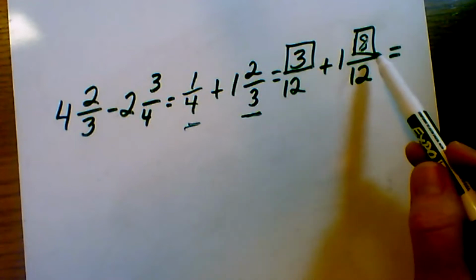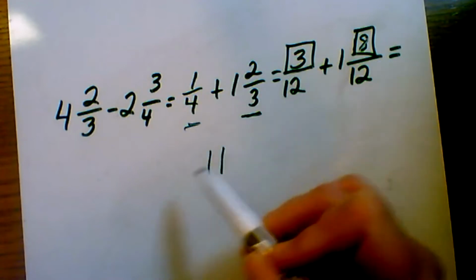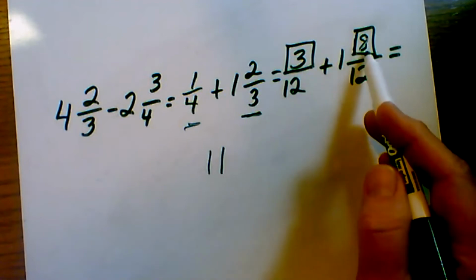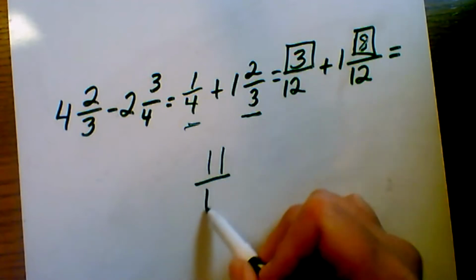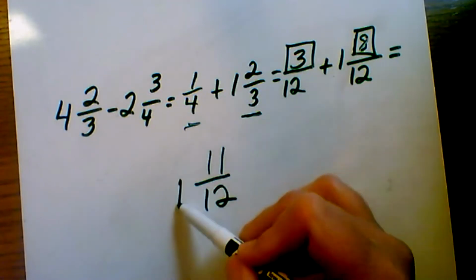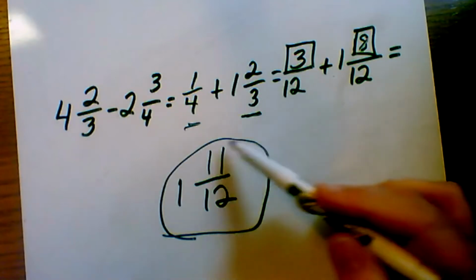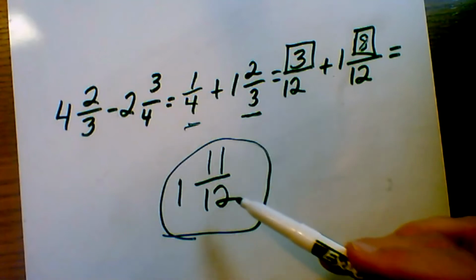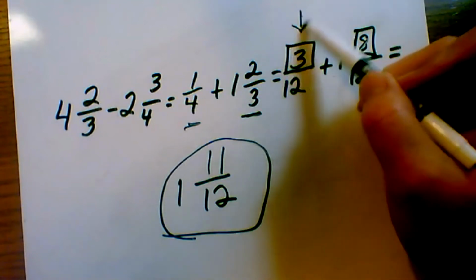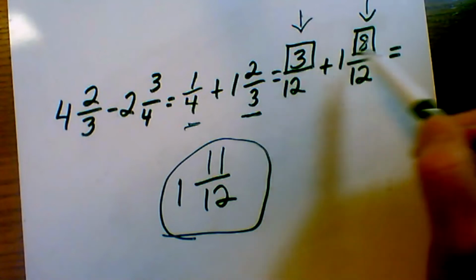So my answer is 11. So 3 plus 8 is 11/12. And let's not forget the 1 here. So my answer is 1 11/12. Of course, this answer is already on the worksheet. So really the only two things that your child needed to fill in were these two numbers.